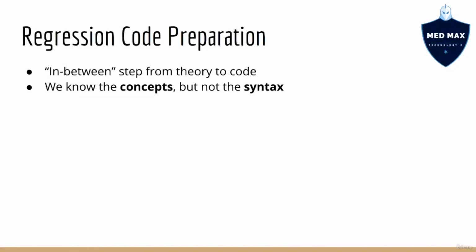In this lecture, we are going to do what I call code preparation. It's like the in-between step that will help us get from theory to code. So we know what each of the steps are, and we know conceptually how they work. The next question is, what's the right syntax in PyTorch to actually make it work?